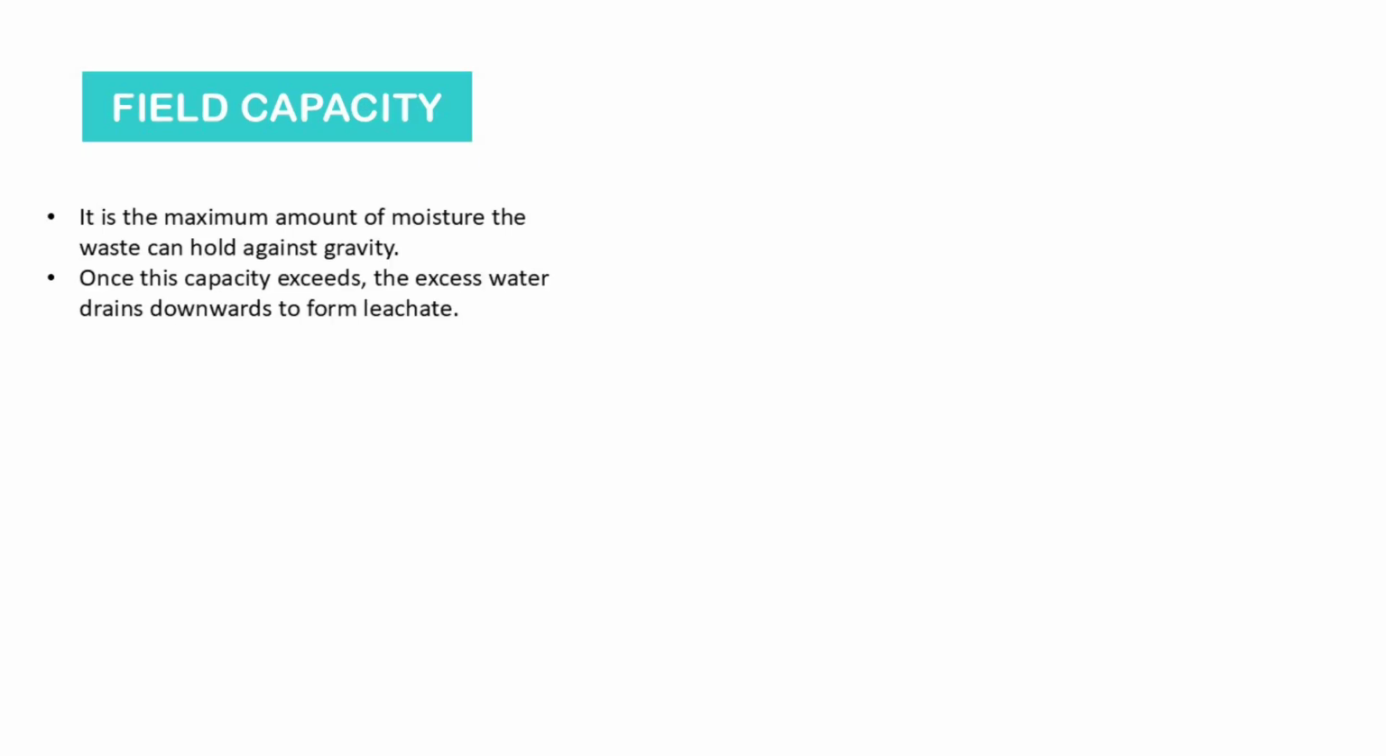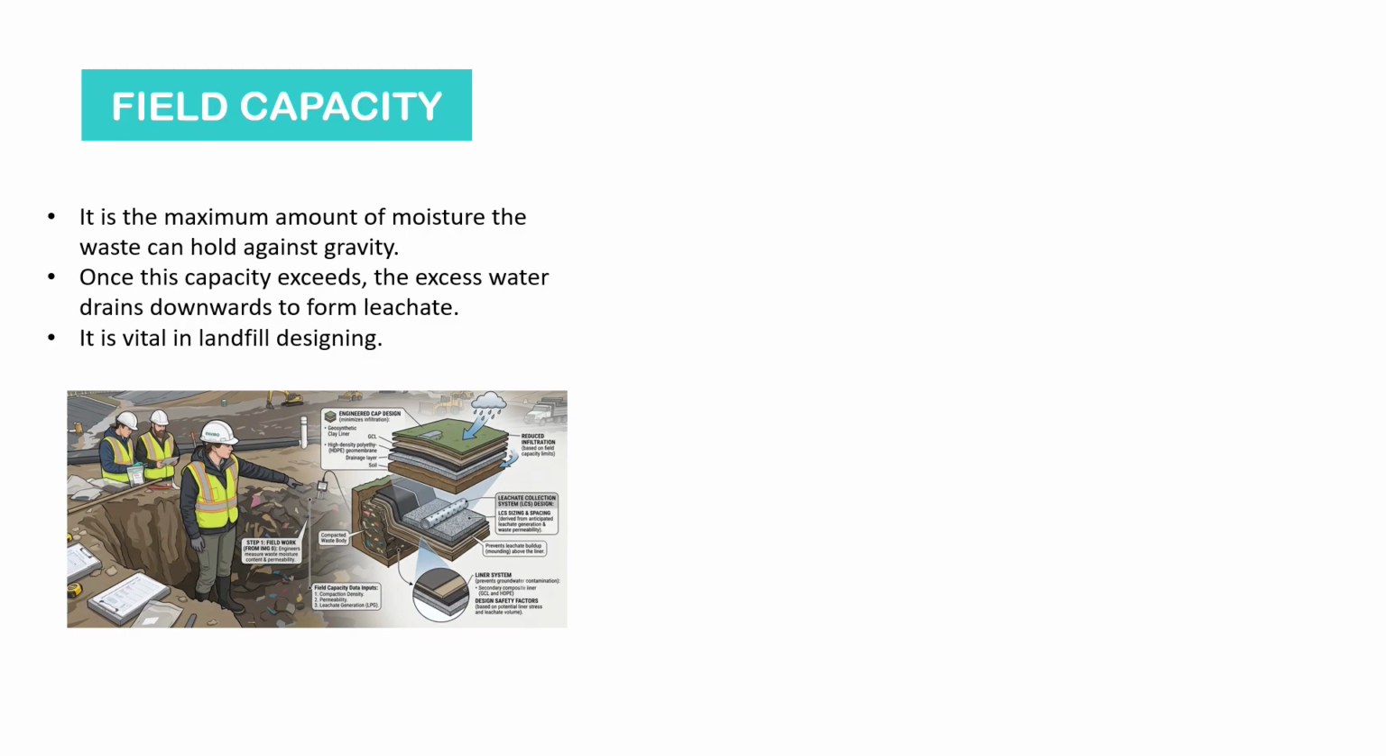Field capacity is the maximum amount of moisture the waste can hold against gravity. Once this capacity is exceeded, the excess water drains downward to form leachate. This is a vital factor in landfill design. For example, it helps engineers in designing proper bottom liners and drainage systems for a landfill based on how much leachate it will be producing.